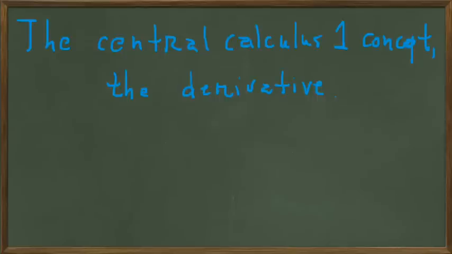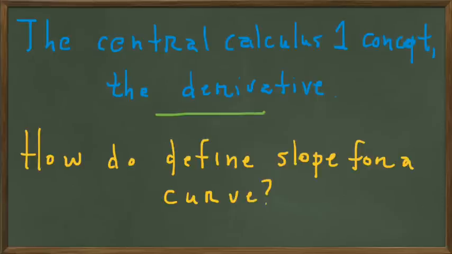We're now going to talk about the central Calculus 1 concept, the derivative. And we're going to ask the question, how do we define the slope for a curve?